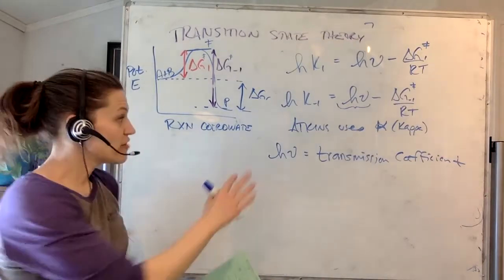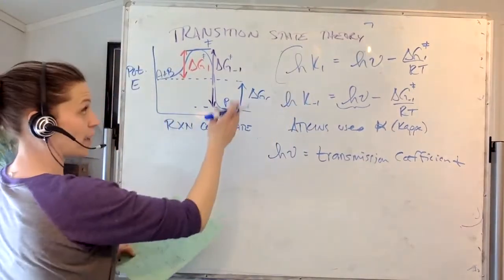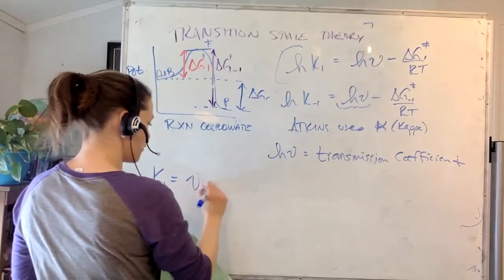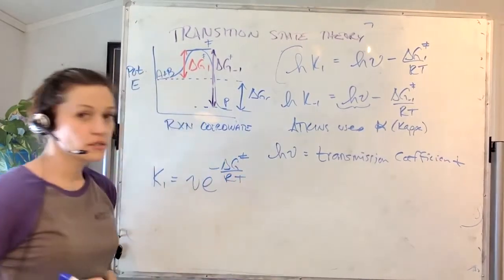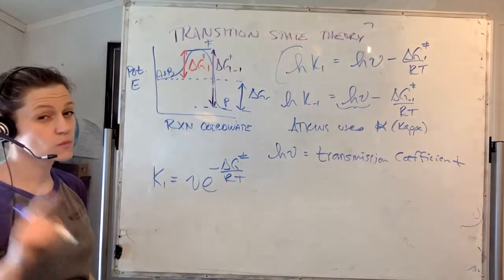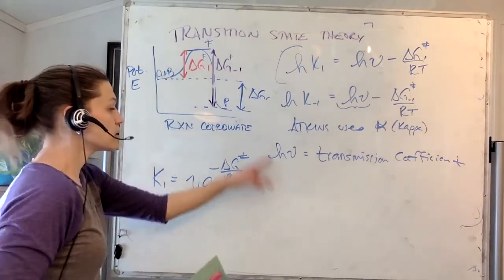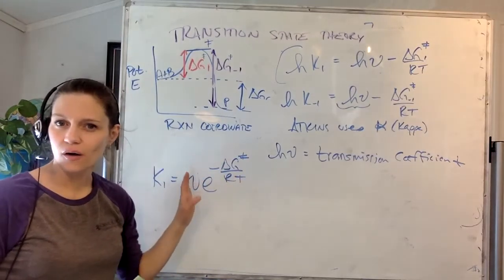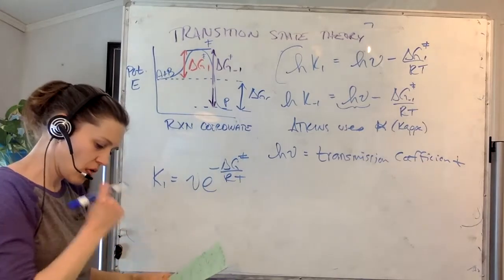Okay, so I'm going to focus on this one. If I solve for K1, that's then going to equal nu e to the minus delta G double dagger over RT. Take a minute and think of how I got that. Go team. Okay, so now we are in the exponential. This is starting to look familiar. Do I see an Arrhenius coming up? Yes, you do, hopefully.